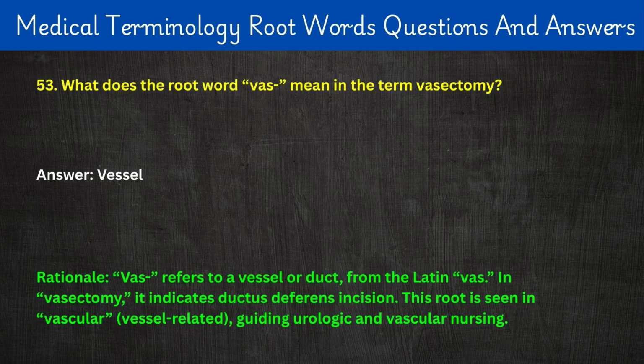53. What does the root word vas- mean in the term vasectomy? Answer: vessel. Rationale: Vas- refers to a vessel or duct, from the Latin vas. In vasectomy, it indicates ductus deferens incision. This root is seen in vascular, vessel-related, guiding urologic and vascular nursing.